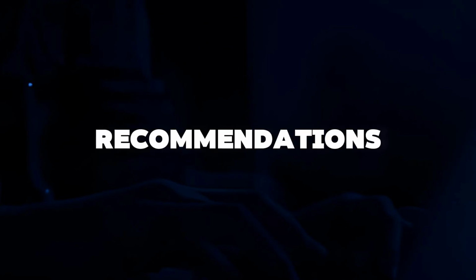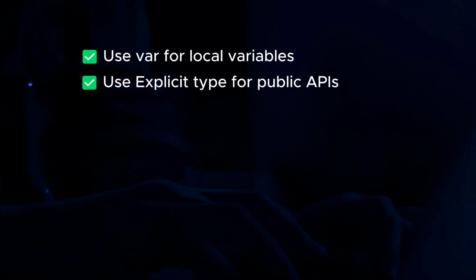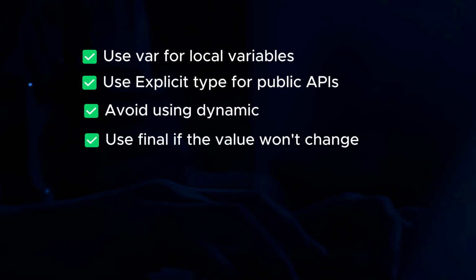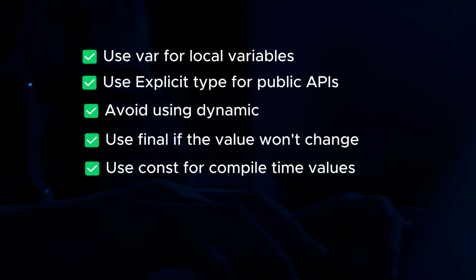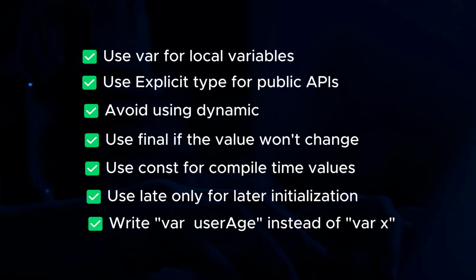Before ending today's lesson, here are some professional recommendations. Use var for local variables. Use explicit types for public APIs. Avoid dynamic whenever possible. Use final by default if a value won't change. And use const whenever the value is known at compile time. Use late only when initialization must happen later. Write meaningful variable names instead of var x. Prefer var userAge. Good names make code easier to read.